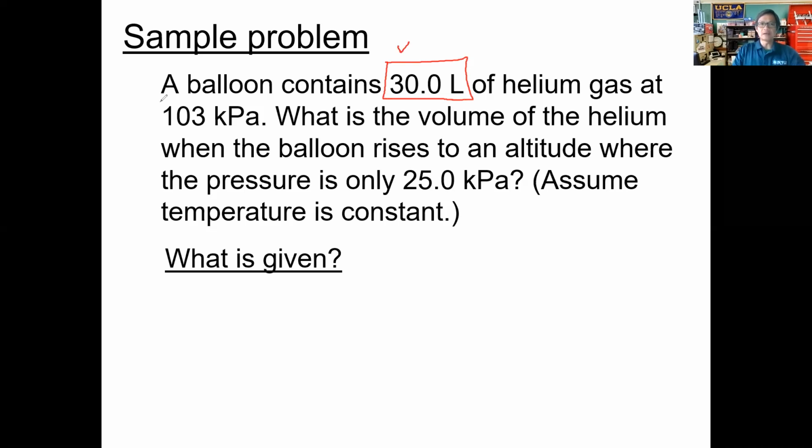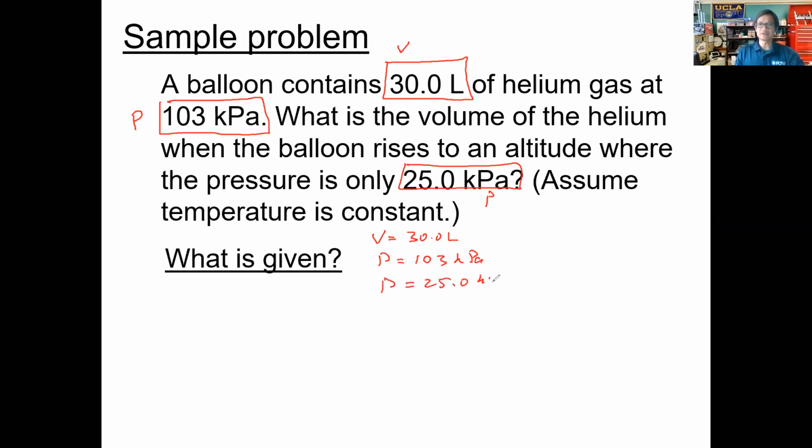We have another measurement here, 103 kilopascals. What is this measurement referring to? It's referring to a pressure. How do we know that it's a pressure? The unit, kilopascals. And then we have a third one here, another measurement, kilopascals as well, so that's a pressure. So what is given to us? We are given a volume of 30 liters, and we're given two pressures. One that is 103 kilopascals, and a second that is 25.0 kilopascals. So the very first thing you should do is identify all of the values that are given to you.